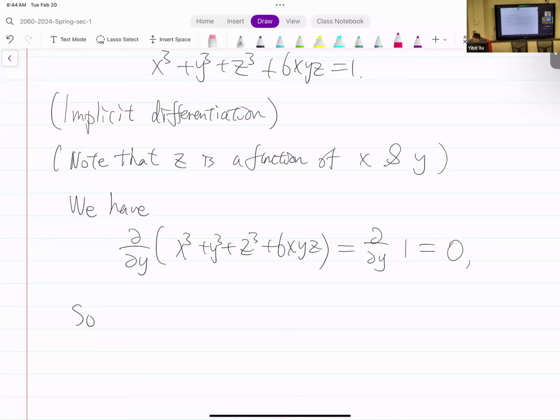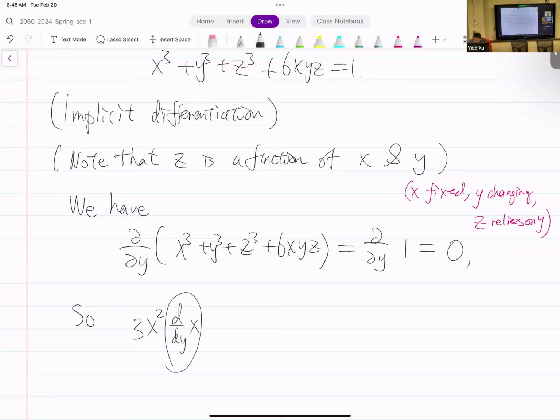So here, let me put it in red. We're doing the partial derivative with respect to y, right? x is fixed, y is changing, z relies on y. So z is a function. Now let's do this. Here we have x to the 3. That's giving you what value as the partial derivative? Well, if you're applying the chain rule, x to the 3, so it's 3x squared if you do the derivative. But then you need to do the derivative of the inner, right?